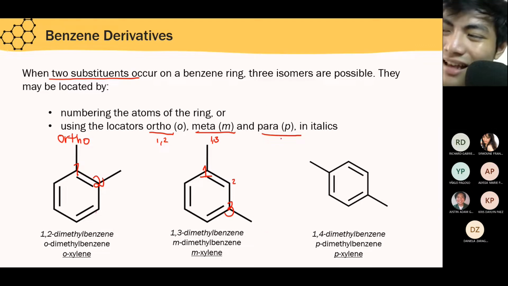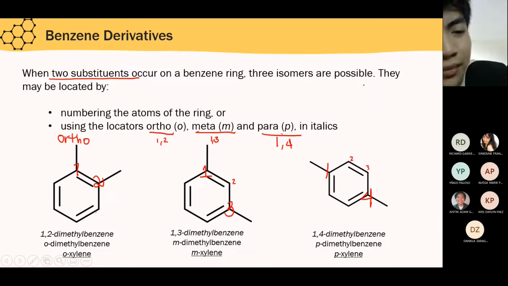Anyway. And then the para, ito naman if your two substituents are in carbons number 1 and 4. So carbon 1, 2, 3, 4. Okay? So again, this is only true if you have two substituents. So yan ay pwedeng ortho kapag magkatabi lang. Pwede yan ay meta kapag nasa carbon 1 and carbon number 3. Kumbaga parang alternating. And pwede yan para kapag nasa opposite side siya ng benzene ring. Okay? So carbons number 1 and 4. Okay?